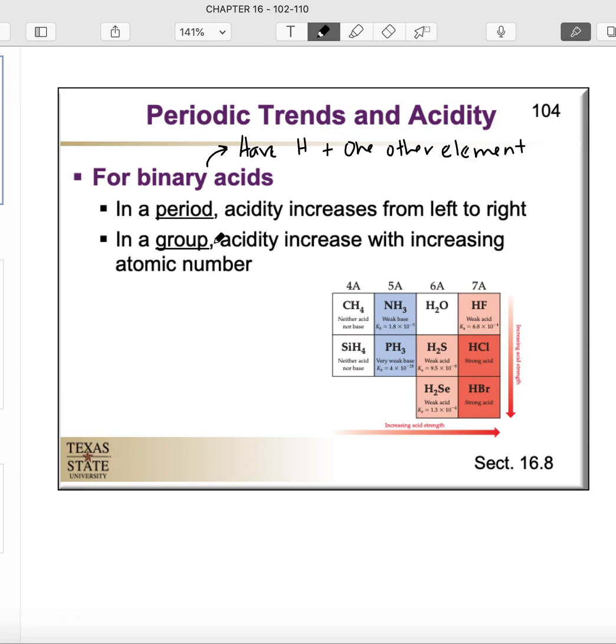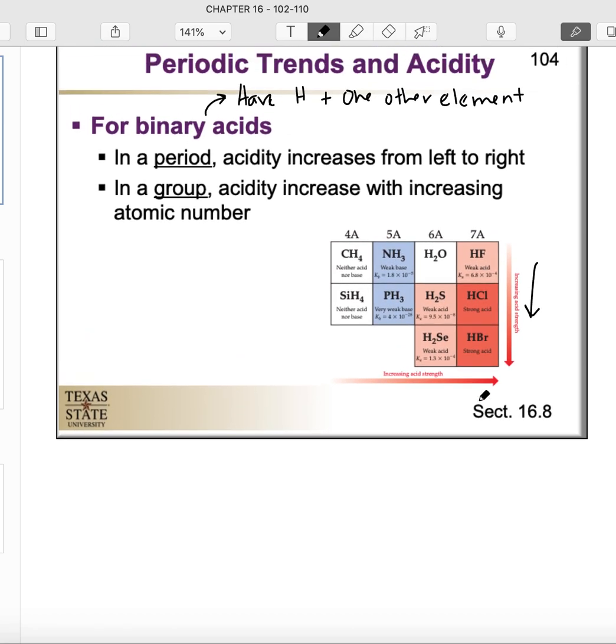Now, within a group, which is a vertical column in the periodic table, the acidity will increase with increasing atomic number, meaning that the acidity increases as we go down. And the reason for that is that as we go down, the size of the atom increases. And when the atom increases, the overlap in the orbitals that are taking part in the bonding between the hydrogen and that other atom decreases. And so the hydrogen in HF is much more tightly bound than the hydrogen in HBr, because Br is a much larger atom and therefore the overlap is less.